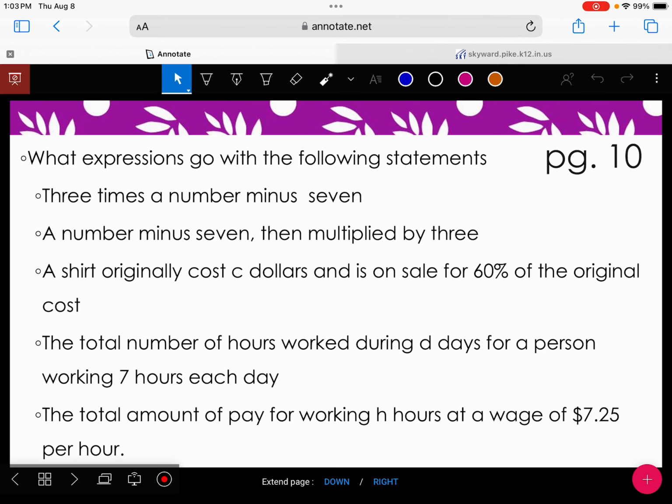So what we're going to do is look at these sentences and kind of translate them into expressions. So we've got 3 times the number minus 7. How could I write that not in words? 3x minus 7. Yeah. So when it says something like a number, that means we don't know that number. We're going to use a variable, whether it's an x or a y or a letter or the initial from your names. I don't care what letter we use. You can use a Q, you can use an R, you can use a Z.